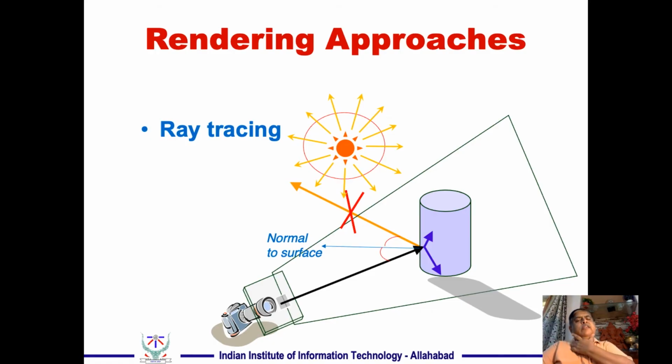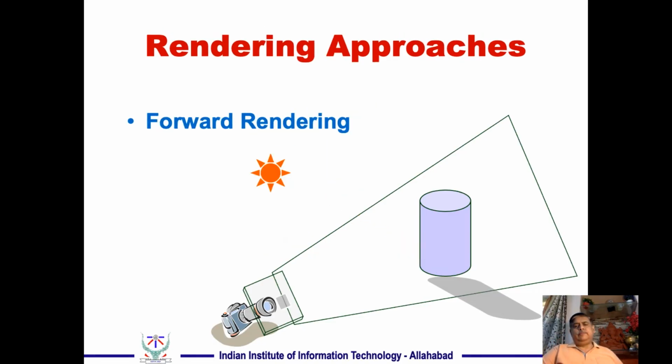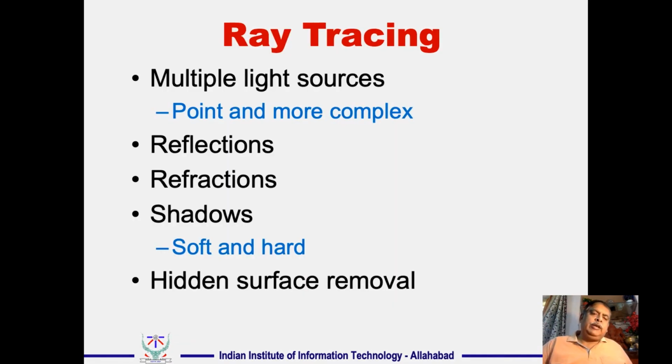So here you see that we have cut the arrow, that is, this ray will not exist, since it cannot find a light source. Forward rendering is how we compute this object. We take a position, we connect it from the object to the light source, which gives us the forward rendering.